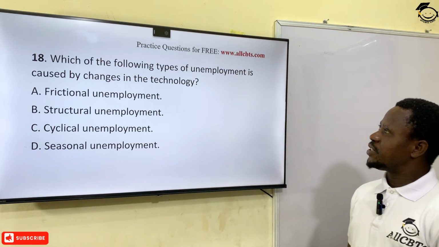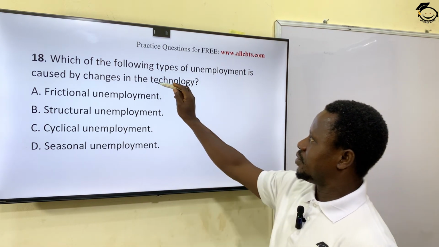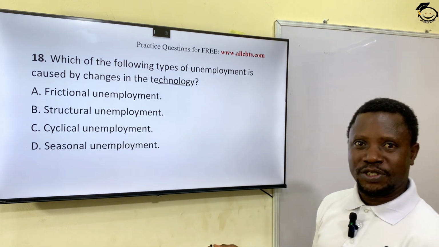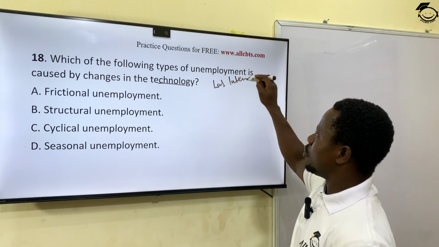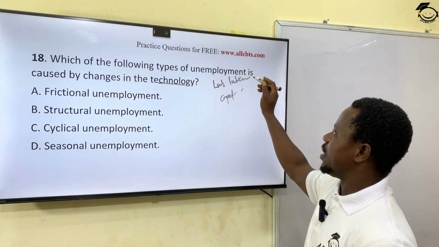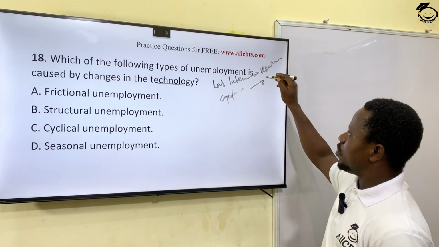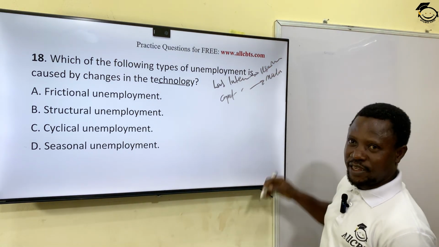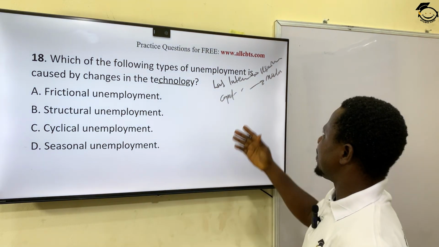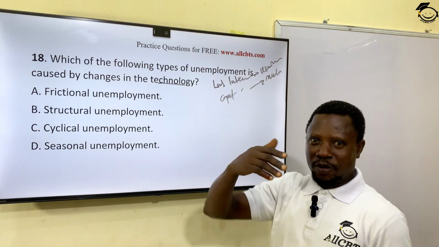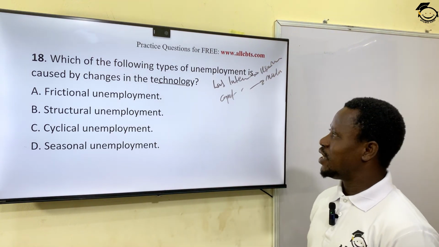Which of the following types of unemployment is caused by changes in technology? Technology. When I say technology, in other words, maybe we're moving from labor intensive to what? Capital intensive. Remember, labor intensive is use of hands, manual labor, while capital intensive is use of what? Machines. As is happening right now, AI is here all over, computers are taking over everywhere. So fewer humans are needed. A machine can do the work of 5 people, so fewer people are needed in an office.